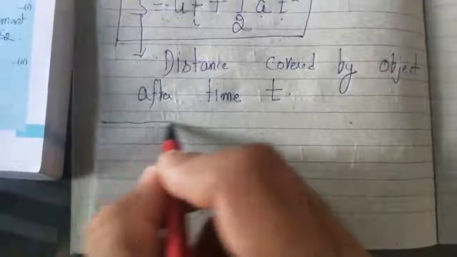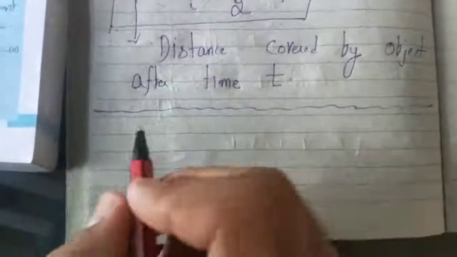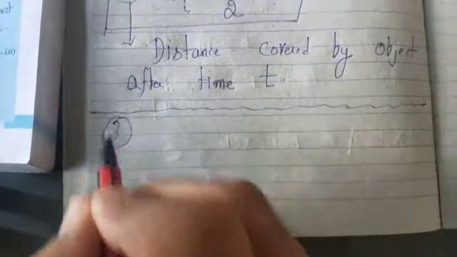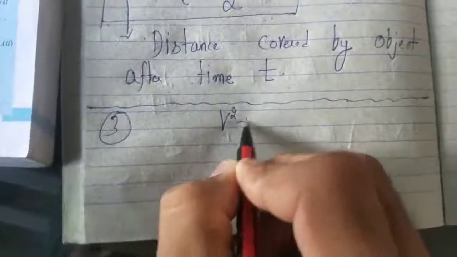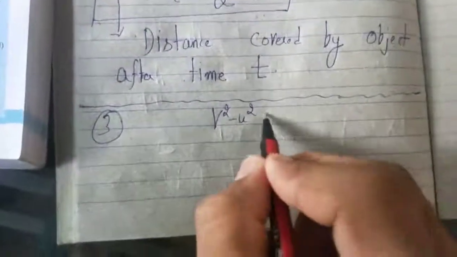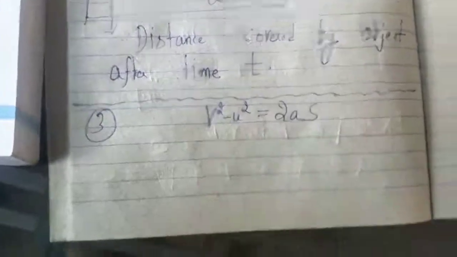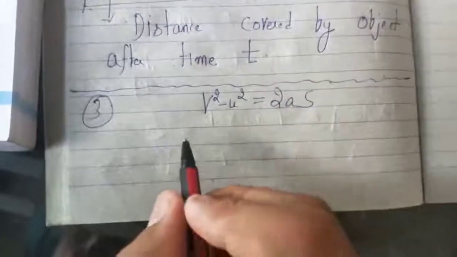So now we have to derive the third equation of motion. The third equation of motion says v square minus u square is equal to 2as. You have to consider the same graph.